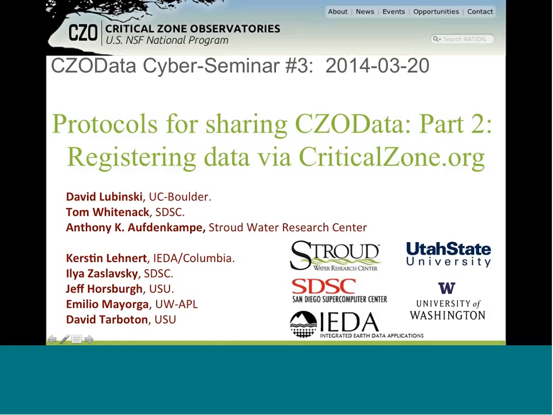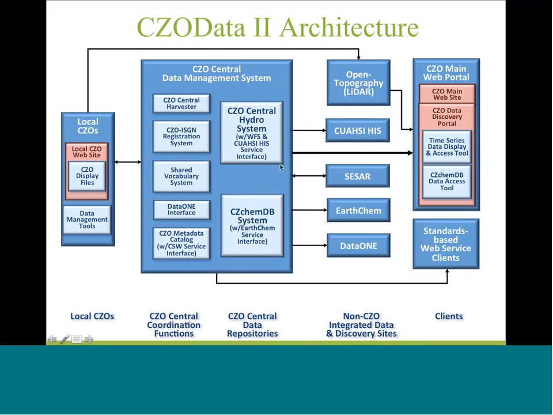So today we're going to talk about that process of registering data in the central catalog, but we want to talk about where we're headed more than where we've been. So we're going to focus on how that gets registered via criticalzone.org. I'm going to present about 5 slides here and then hand it over to David.